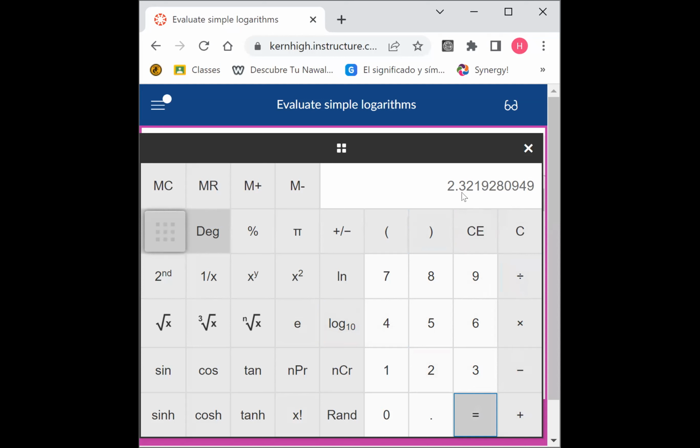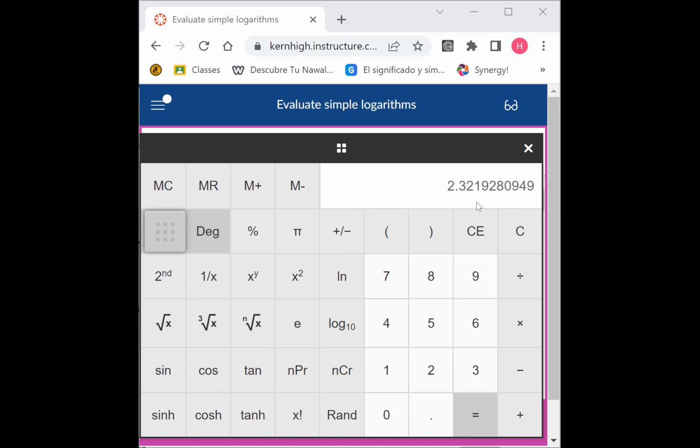Now 2.321. But then I take a look at the next number. It's a 9. That's big enough, so this 9 will push this 1 over. So my answer should be 2.322. This calculator, you have access to on your homework. You can just click on calculator and it will give you this scientific calculator.